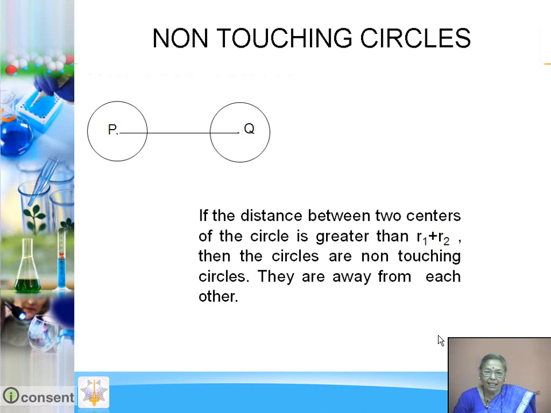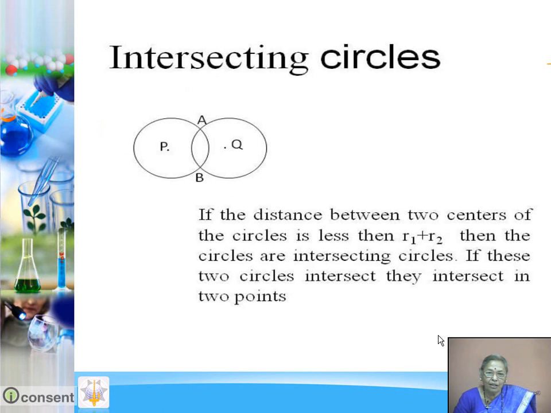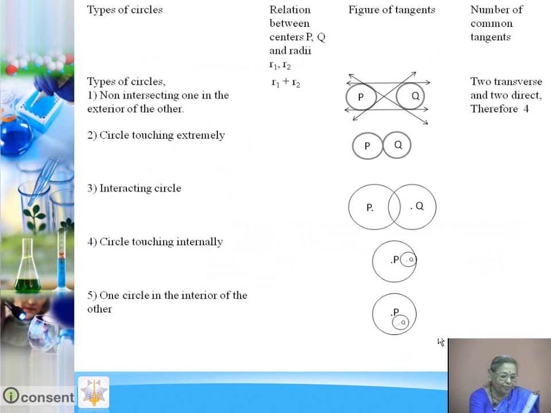They are called separate circles. What will happen if the distance between the centers of the circles, that is distance PQ, is less than R1 plus R2? They will intersect each other. When two circles intersect each other, they intersect in 2 points. They are called intersecting circles.